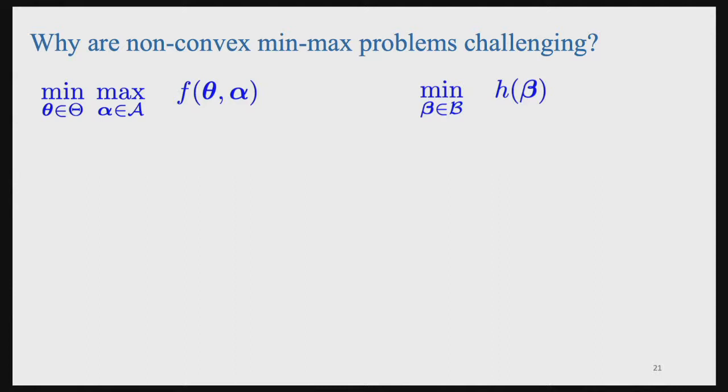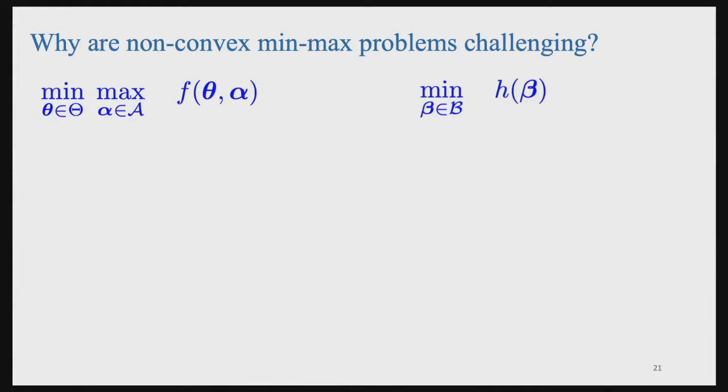Okay. So I want to also spend one slide telling you why these min-max problems are challenging. We know that non-convex optimization is challenging. Why is min-max more challenging? Why am I interested in min-max? To understand the challenges of min-max, let's compare and contrast it side by side with regular minimization. This is a robust training of a neural network. This is, for example, a regular training.